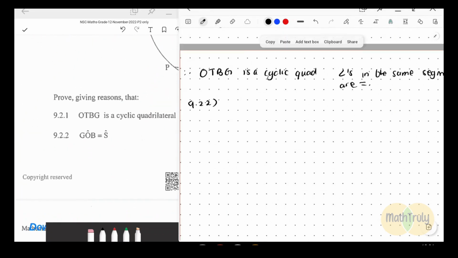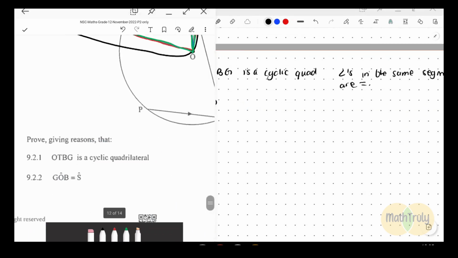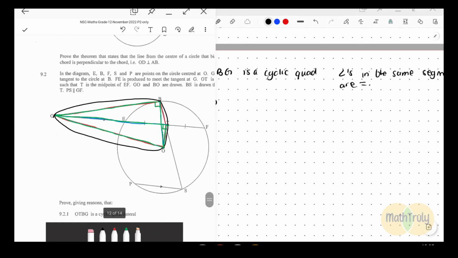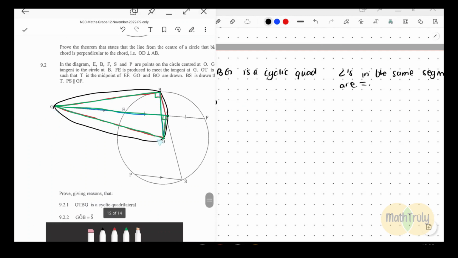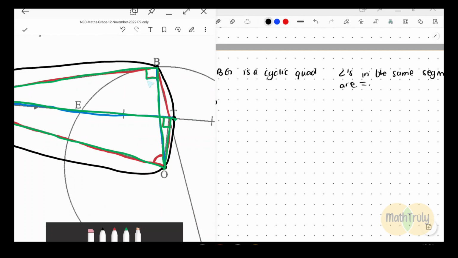The next question, 9.2.2, they want us to prove, giving reasons, that GOB is equal to angle S. So GOB, let's look for that angle. So GOB, this angle, they want us to prove that this angle here is equal to angle S. Okay, so with these questions, the previous answer is usually very important. And that's why whenever you find an answer, it is very important to put down what you found. So you see here, we found that that's 90 and that's 90. Make sure that is put down.